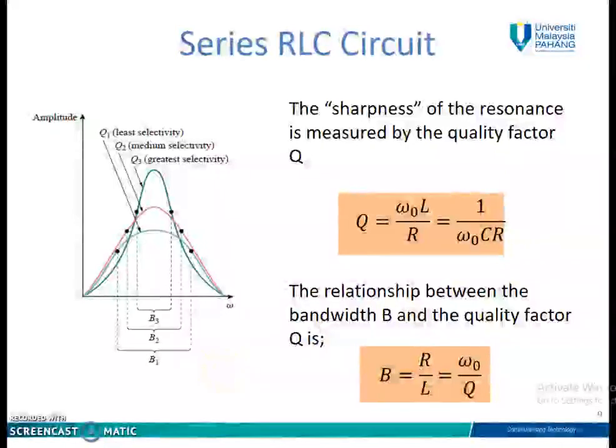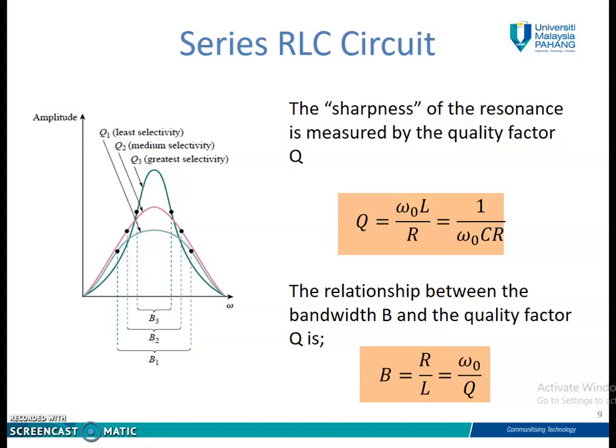Sharpness of the resonance in a resonance circuit is measured quantitatively by the quality factor Q. So this is the equation to calculate the value of Q. The quality factor of a resonance circuit is the ratio of its resonant frequency to its bandwidth.